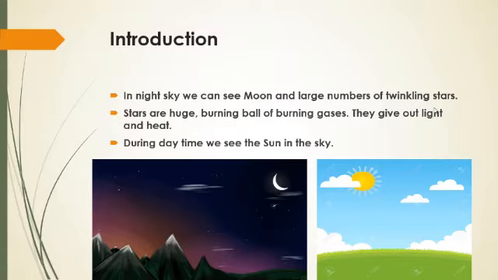Okay. Now, during the daytime, we can see the sun in the sky. The sun is also a star. The sun appears to be much bigger than the other stars. Why? Because it is closer to the earth than all other stars. The heat and light given out by the sun are essential for life on the earth.